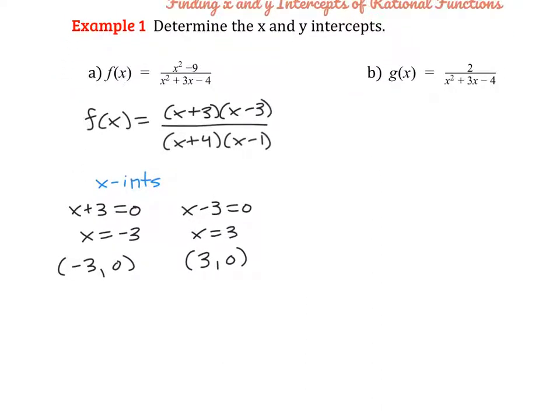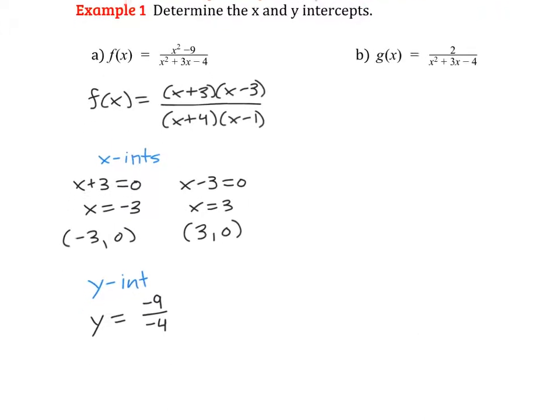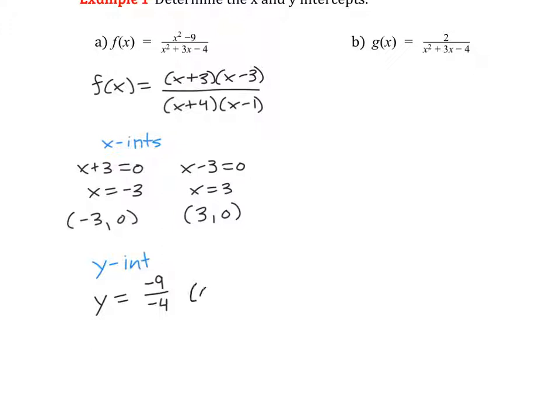Okay, I know that I can find the y-intercept of any function by substituting x with 0. So you can do that either in the factored form or this form. So I'm going to go to the original form. So again, we're finding the y-intercepts. If I replace x with 0, in my numerator I'm left with negative 9. And in my denominator, I have negative 4. So my y-intercept is going to be at 0, 9/4.